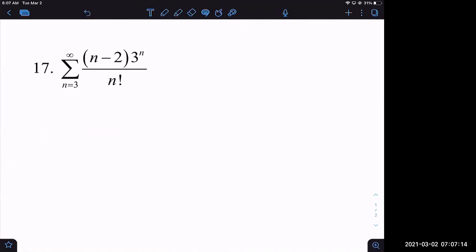What was that? Ratio. Yeah. What makes you think ratio? Factorial. Anytime I see factorial, unless I can do the nth term test where the factorial is on top, but on the bottom, I'm thinking ratio test.